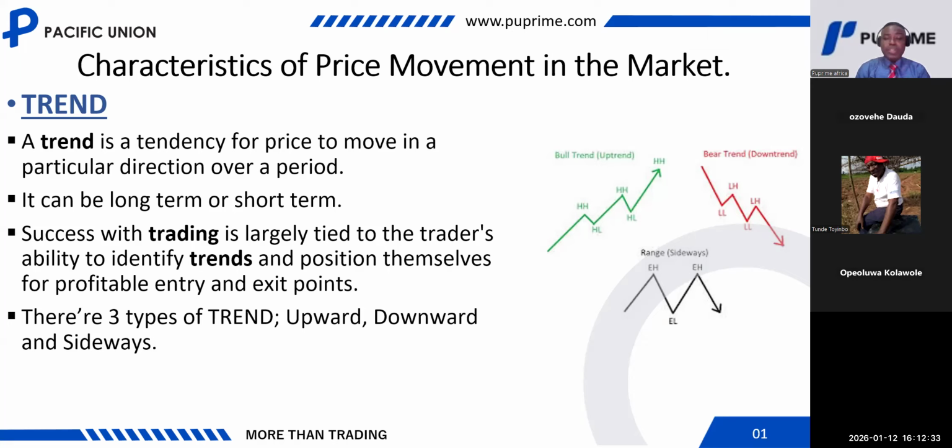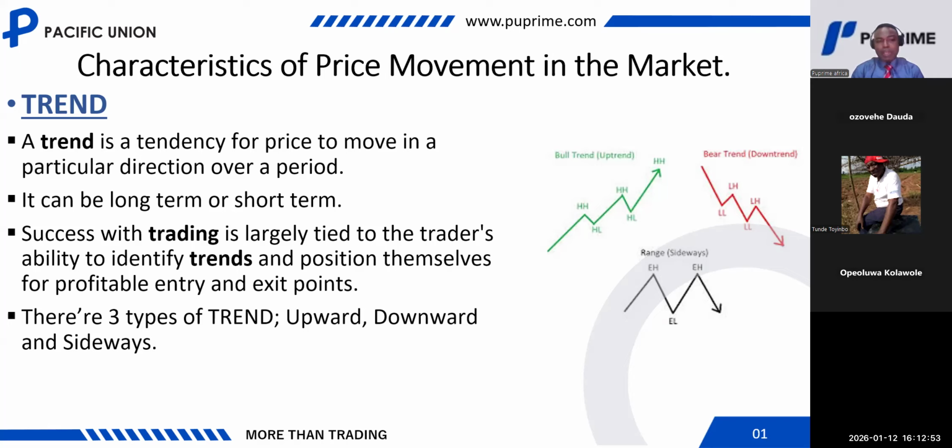And the first thing we want to note is trend. We say that trend is a tendency for price to move in a particular direction over a period. Trend talks about the direction, market direction, whether the price is going up or down or going sideways.